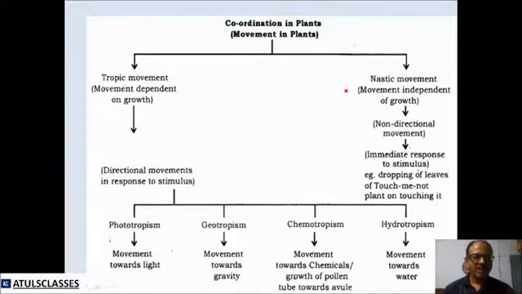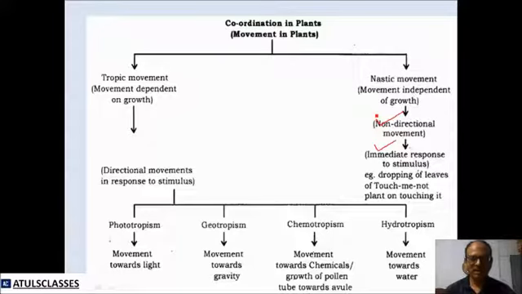So both these movements have different characteristics. The tropic movements are directional and they respond to stimulus. But the nastic movements are non-directional. They immediately respond to the stimulus. For example, the touch me not plant that you are seeing does not show movement due to growth, but it is independent of growth and it is non-directional. It can move either downwards or in any direction.